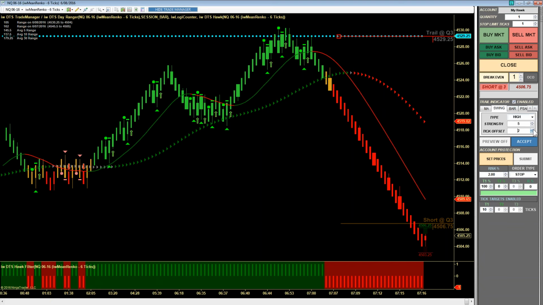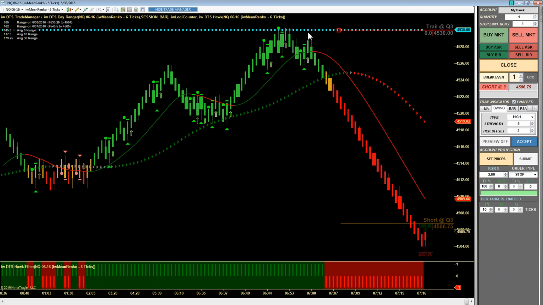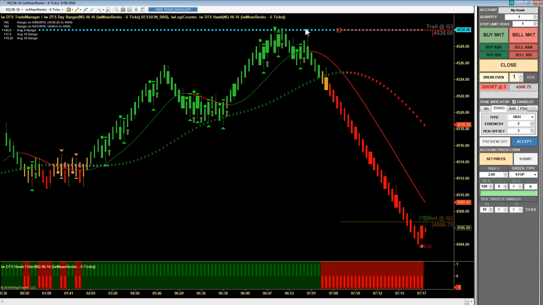What this does is, right now I'm running the swing strategy, so my stop is above the last swing high. I know, it's an insane stop, but it's necessary.